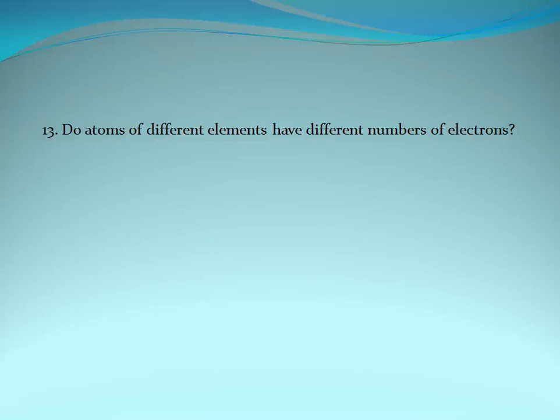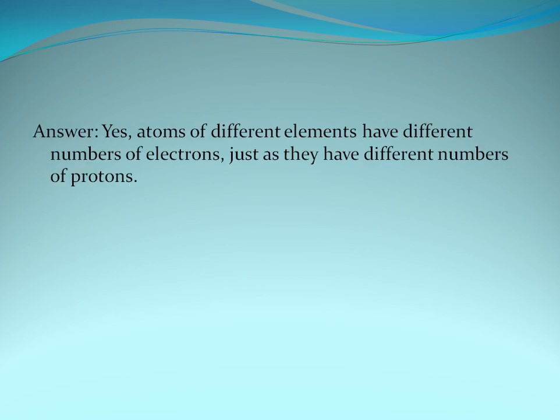Okay, we have two more questions left, and then we're going to the skills practice. So, question number 13 asks, do atoms of different elements have different numbers of electrons? Well, yes, because they can have different numbers of protons, and different electrons and neutrons as well. So, yes.